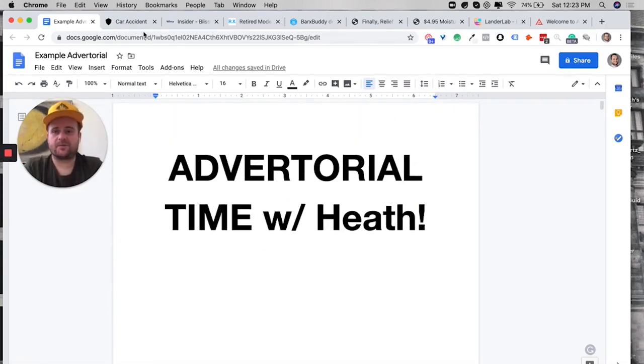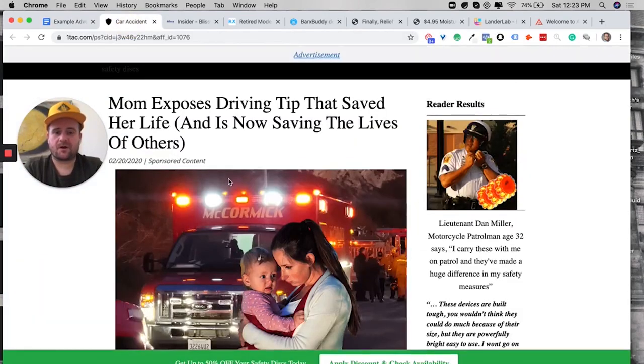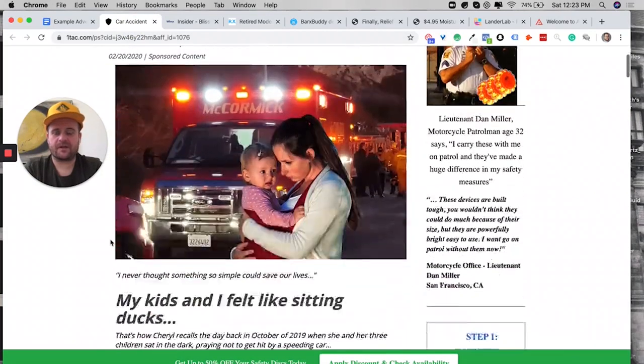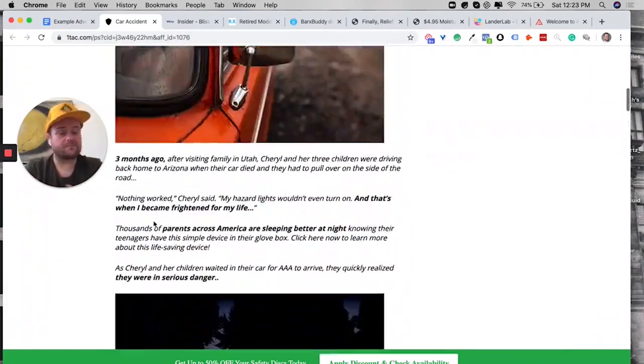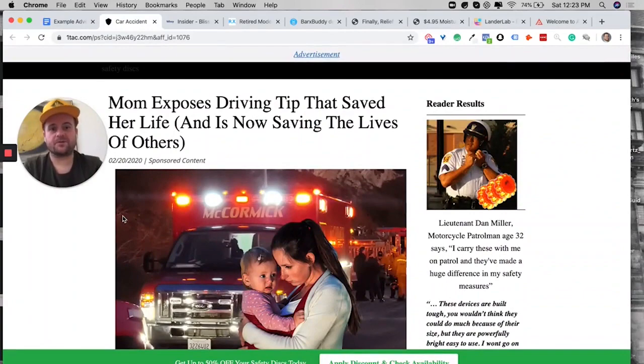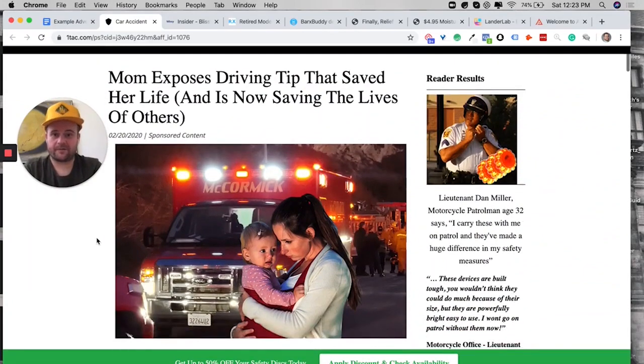Now, let me show you some real-time examples. So this is a car accident one we did. Car accident: mom exposed to driving tip that saved her life and now saved the life of others. It's a little ugly, a little style. This one's doing really well. Not right now, because during the time of this recording, there is a virus and no one is driving.